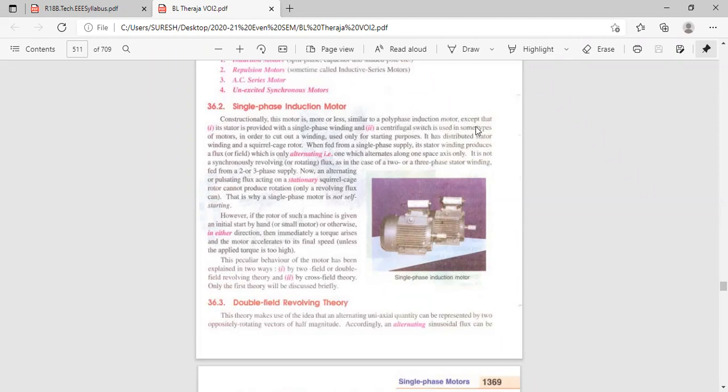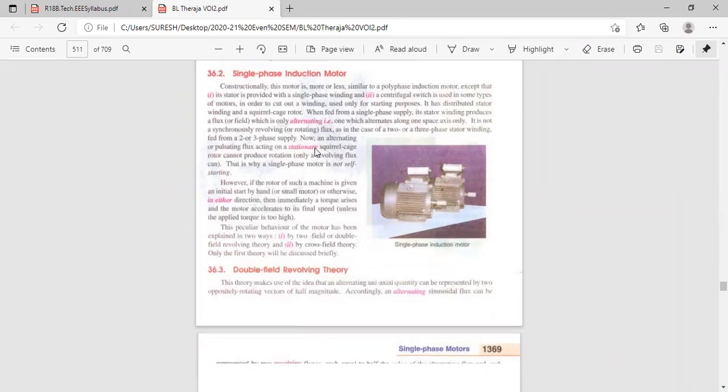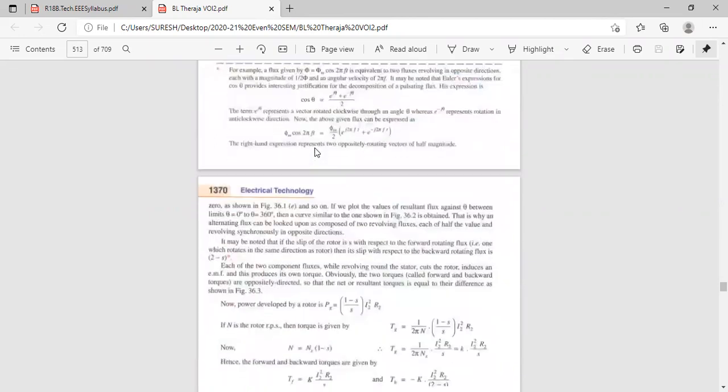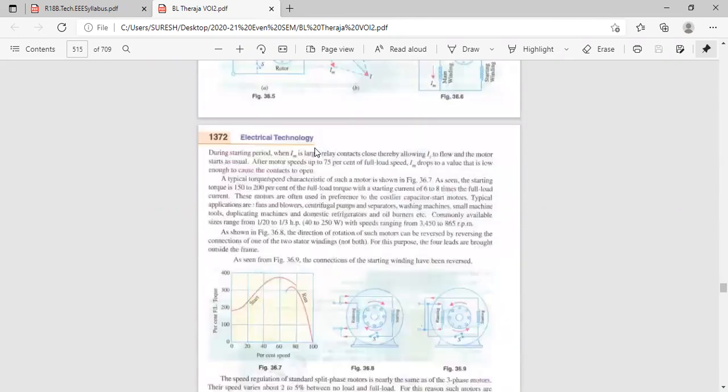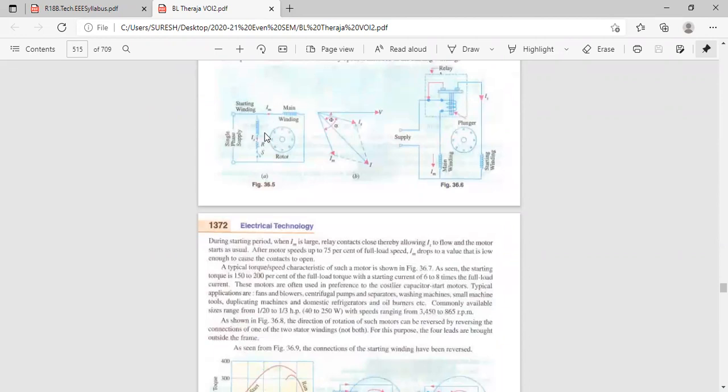The centrifugal switch is used in some types of motors in order to cut out a winding. If you want to understand this, I will show one circuit diagram, so that you can easily understand. See this diagram. If you understand this circuit, you can easily understand the single-phase induction motor. So, single-phase supply: let us take this is phase, this is neutral. In single phase, we have one phase and one neutral terminal.